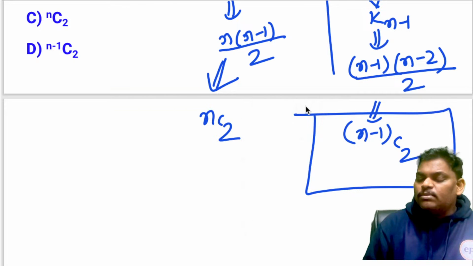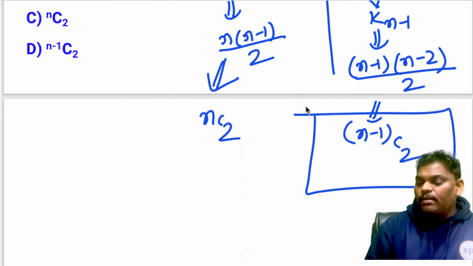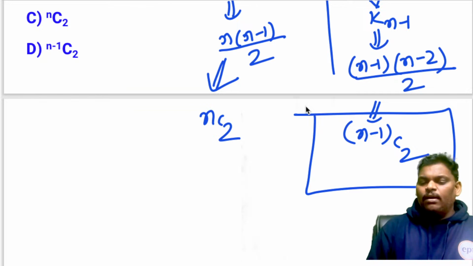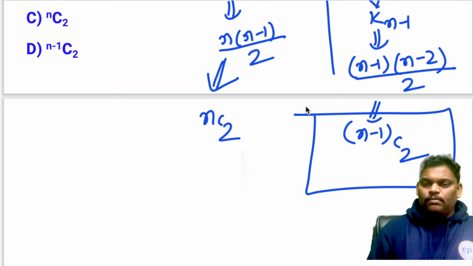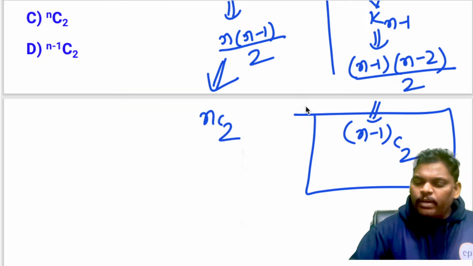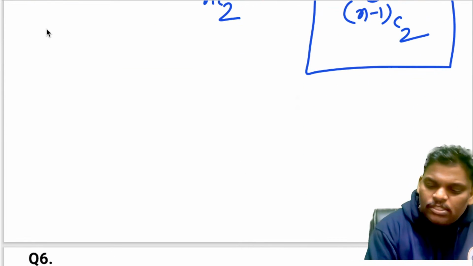In n vertices, the maximum number of edges is in Kn, n into n minus 1 by 2, which is known as nC2. Make a tree and remove one edge? How? You want maximum edges. See this one, everyone.